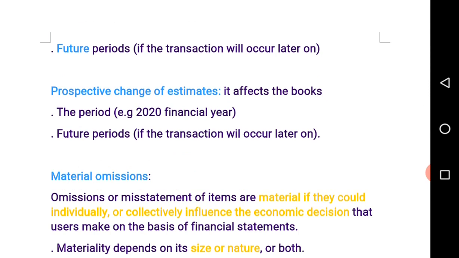Then prospective change is from now on. Retrospective is from the past down. Prospective is from now on, from the current on. Forget about the past, just like forget your past. That's what prospective change is. So that's the current period, 2020, and future periods, if they would occur.